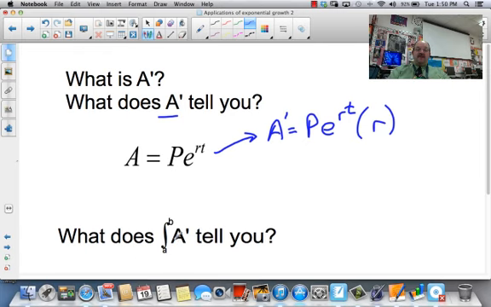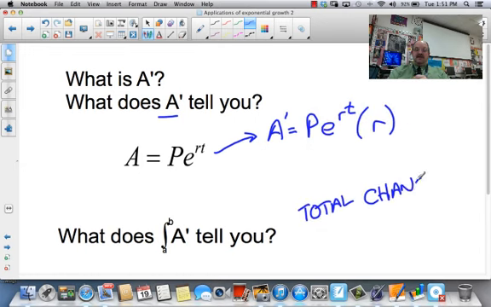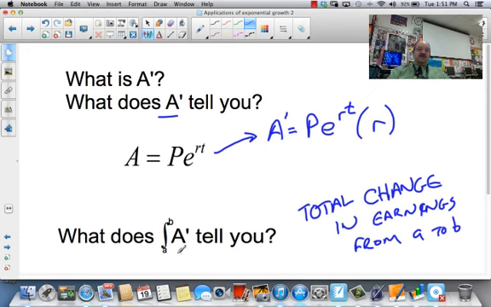What happens if we integrate A prime? If we integrate a rate, which this is a rate of change, we get a total. So the integral of A prime is going to tell you the total amount of change, not change like dollars and cents, but how much money we've earned, total change in earnings, I guess, or money that we have in the bank, from time a to b. So, if you put your money in, how much money do we make in the first 3 years? We'd integrate from 1 to 3. How much money do we make in years 5 through 10?